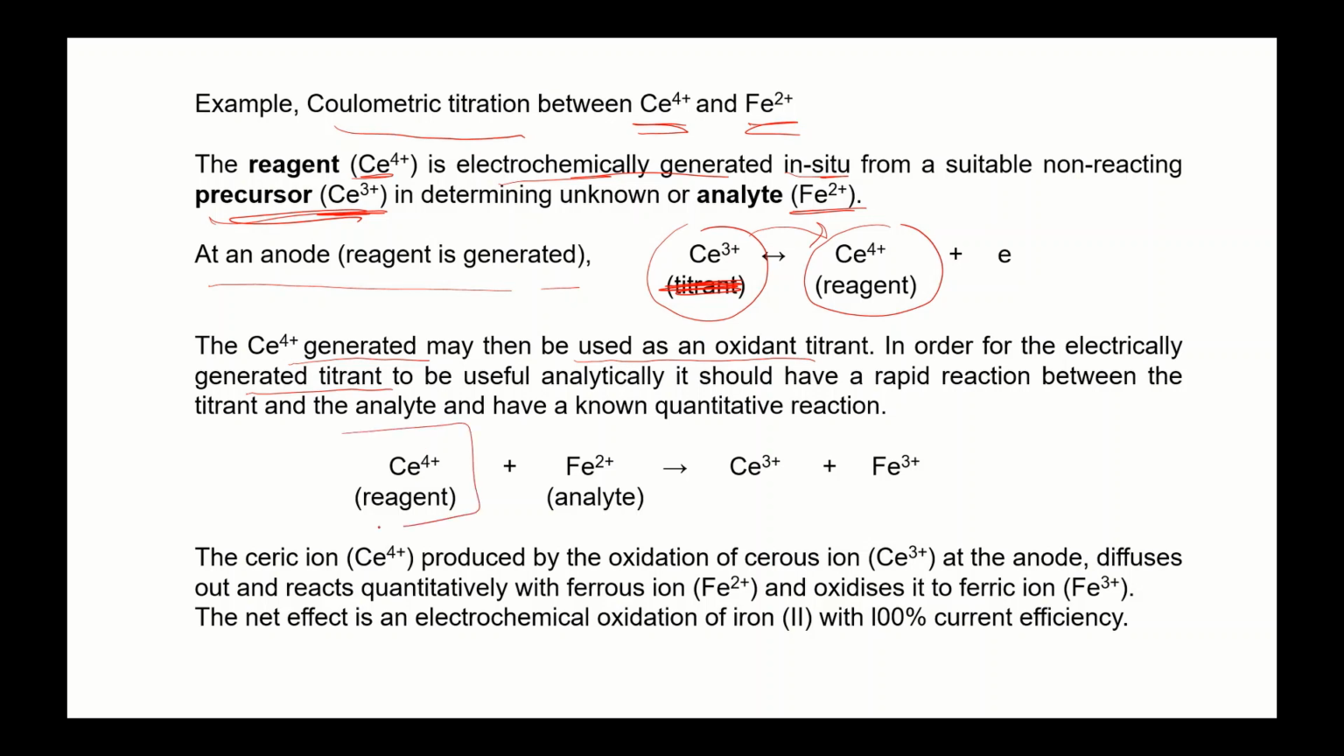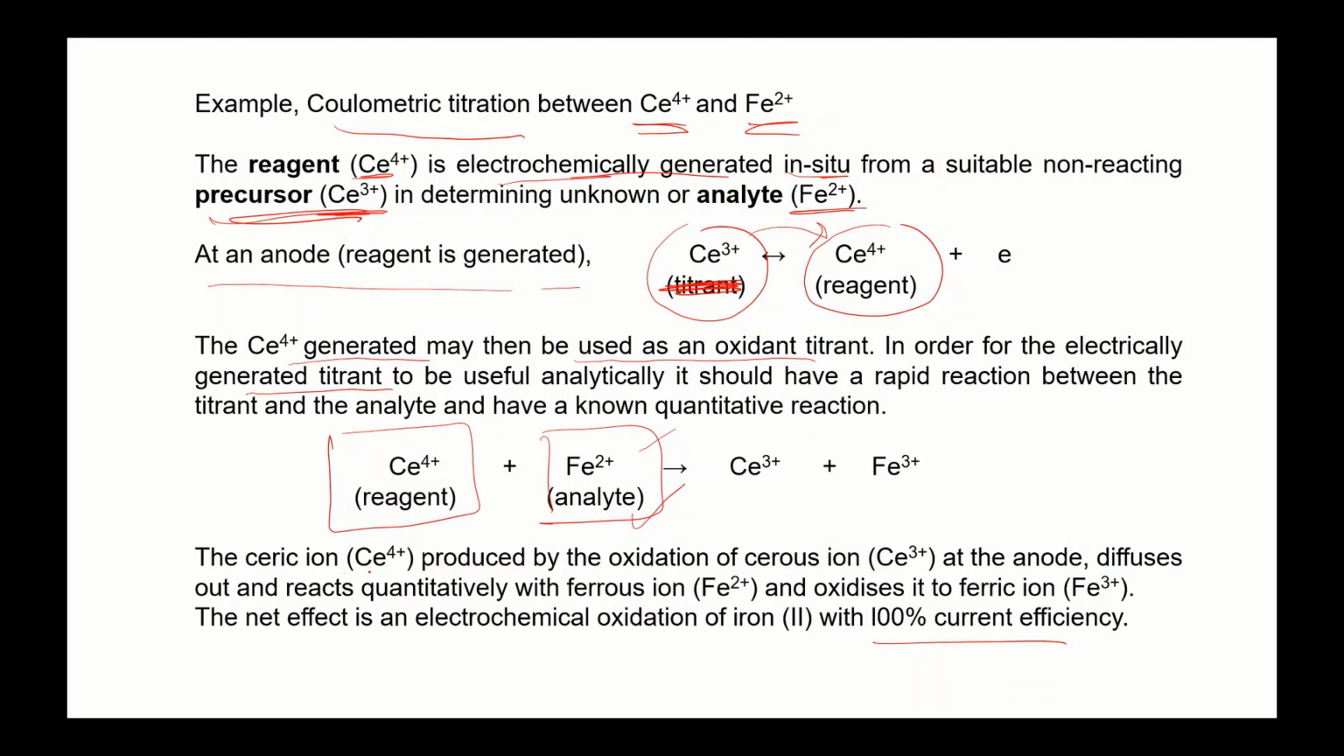So this is just produced or generated, then it will react in the beaker or the coulometric flask with the analyte. You will see the endpoint, so you stop the cell. You can measure I with time until the endpoint. So you will determine ferrum 2 with 100% current efficiency.